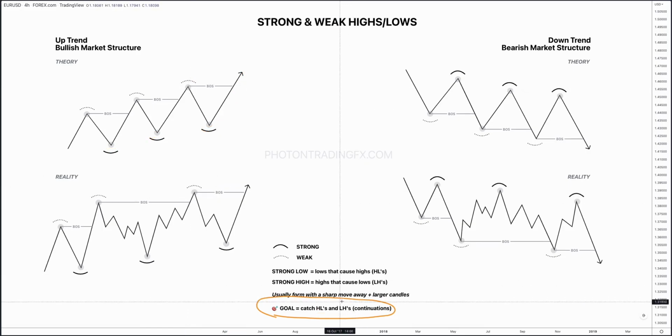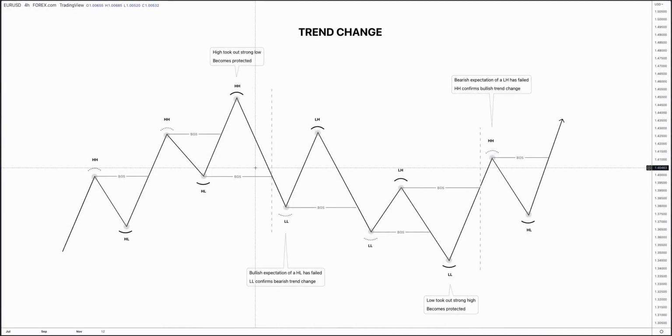And then our other goal is to catch the lower highs, because these are the lower highs. We're selling the strong structure and we're targeting the weak structure. So all that means is we're following the trend and we're trading from strong structure and targeting weak structure. Cool. So the final key lesson we want to do here with the basic market structure lesson is look at trend changes.